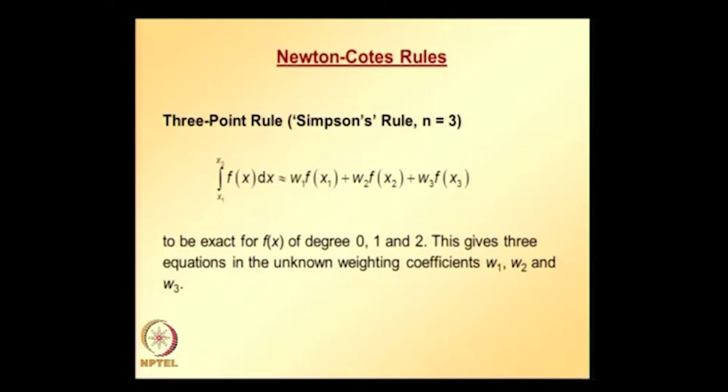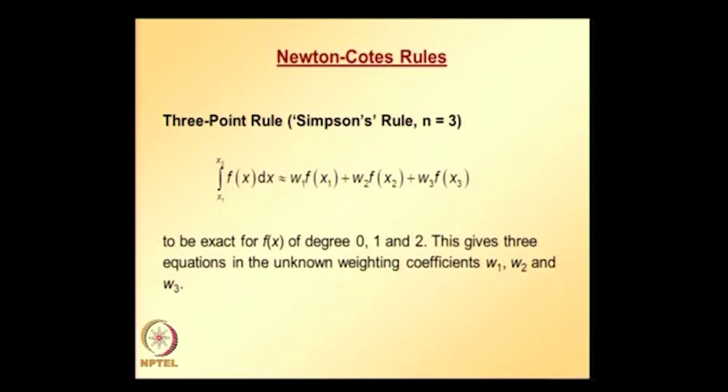Newton-Cotes rules can either be the rectangle rule or trapezium rule or Simpson's rule, or you can go for n equal to 4 or n equal to 5, whatever it may be. Newton-Cotes rules with n points are going to be exact for a function of order n minus 1.